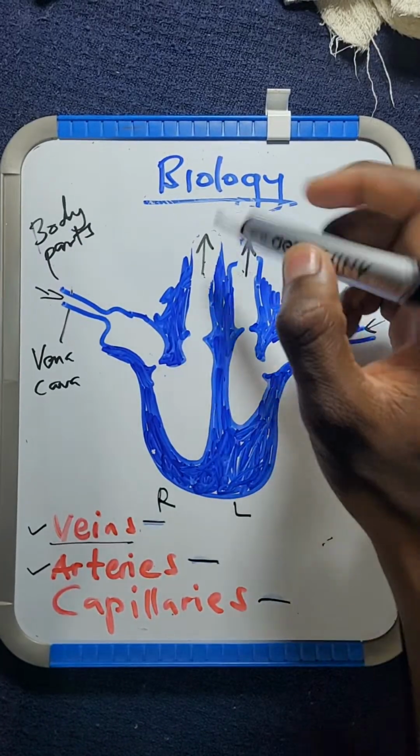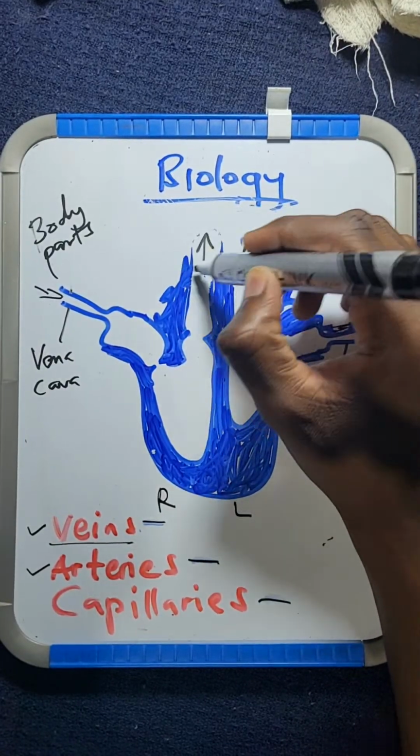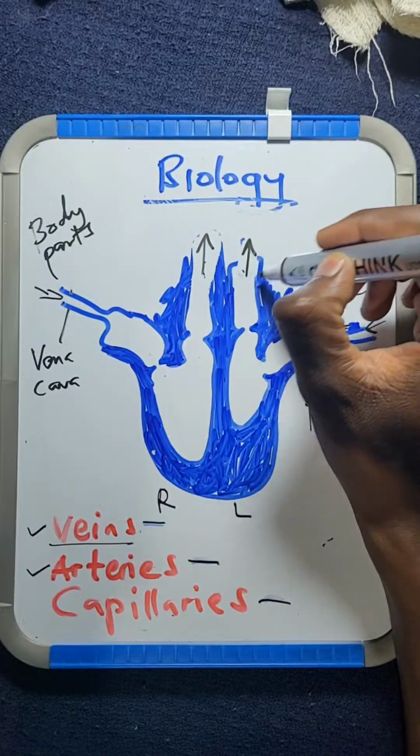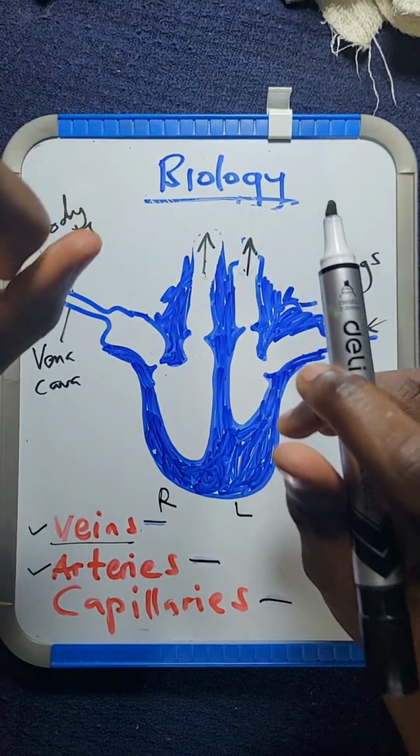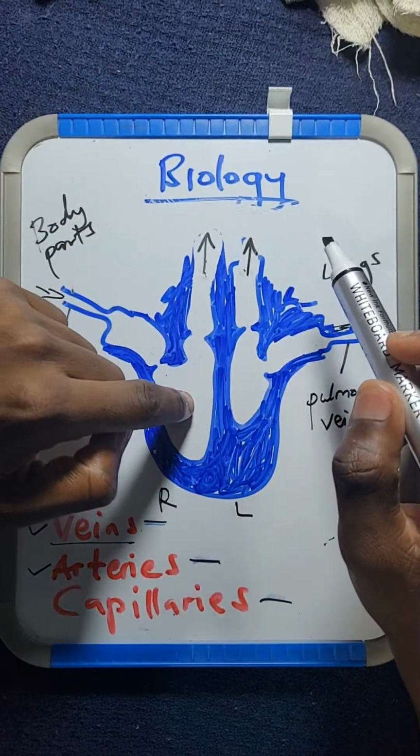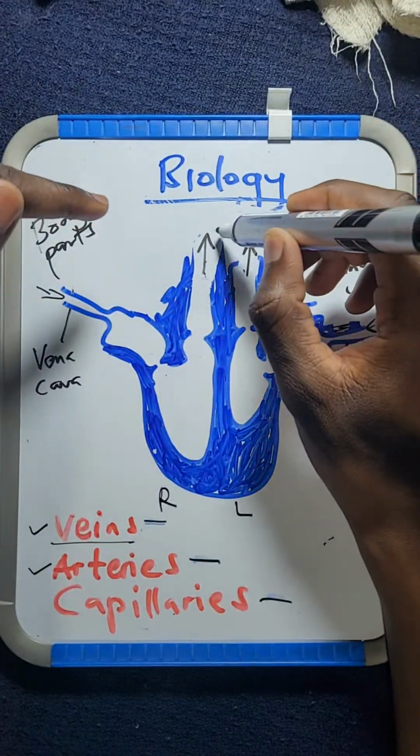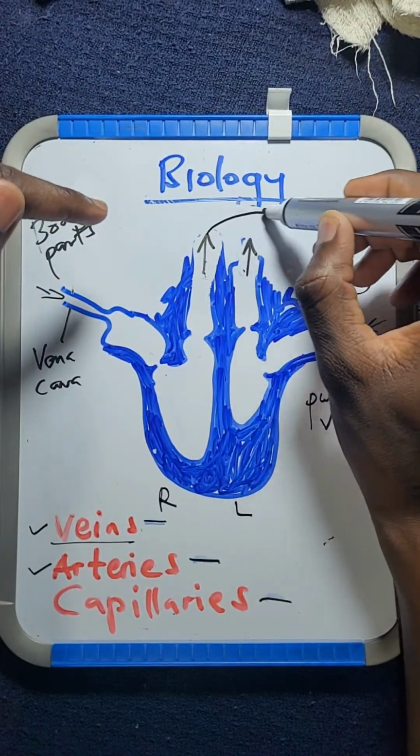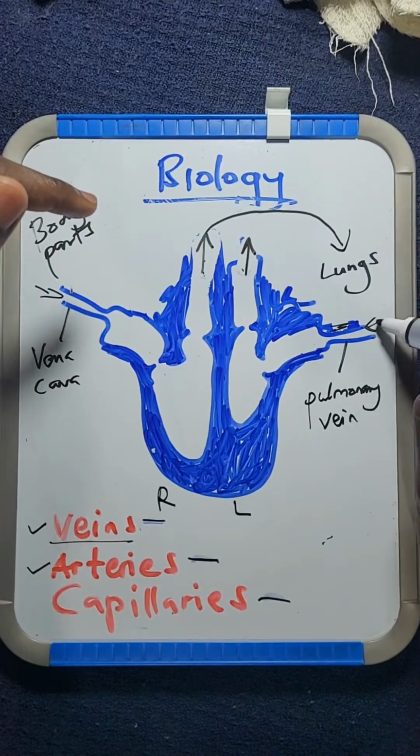Now, this is the right side. This artery is on the right, and this one is on the left. So this artery is transporting blood away from the heart, taking it where? To the lungs. This one is transporting blood from the heart, taking it to the lungs.